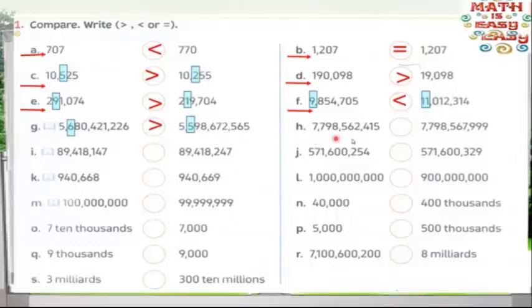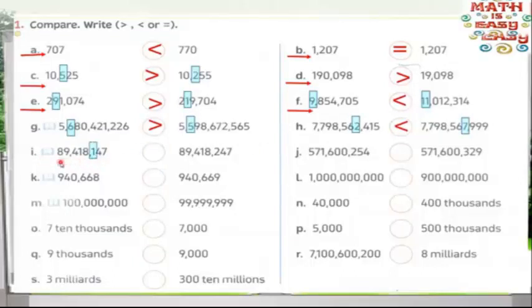Next one, we have 4 periods here and 4 periods here. 7 in millions and here 7. 7, 9, 8 here, and 7, 9, 8 here. 5, 6, 2 and 5, 6, 7. We have 2 in thousands, which is less than 7 in thousands in the next number. So the first number is less than the second number.